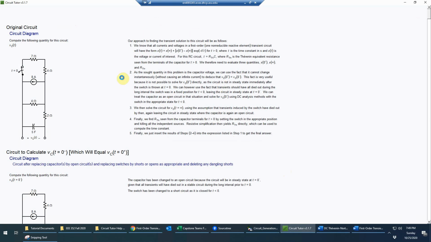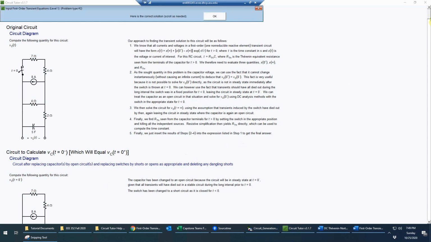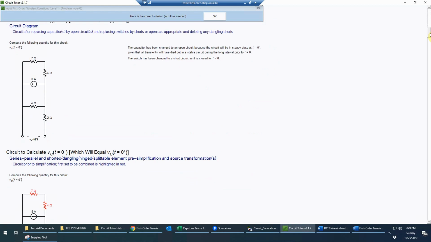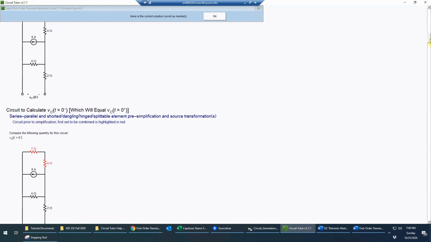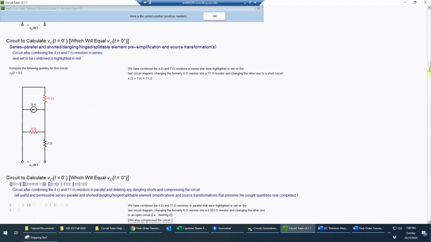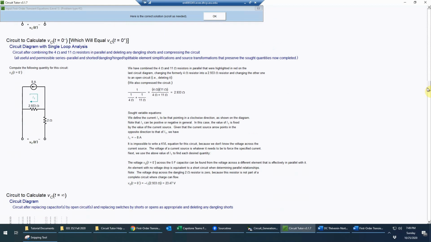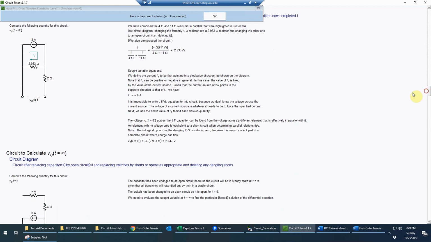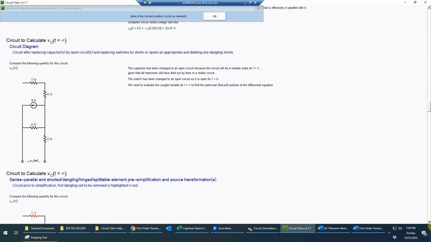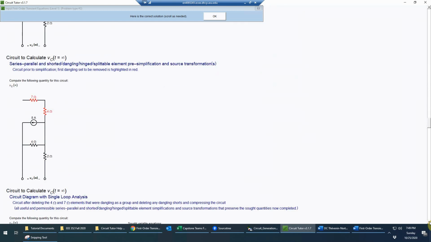And so it's showing here basically the general procedure that you follow, and then it's going to show the steps that you do at each point in time. So there, at 0 plus, it basically shows you how to do that analysis with the capacitor changed to an open circuit and the switch being closed. It shows simplifying the resistors, and then in this case it did a mesh analysis or single loop analysis, which is similar to what we did. We did a source transformation, which is another way of doing it. So there's usually more than one way to do it, and this will show you maybe alternatives.